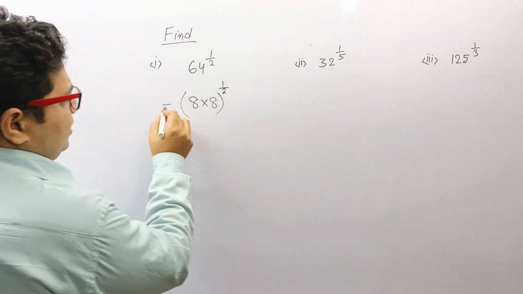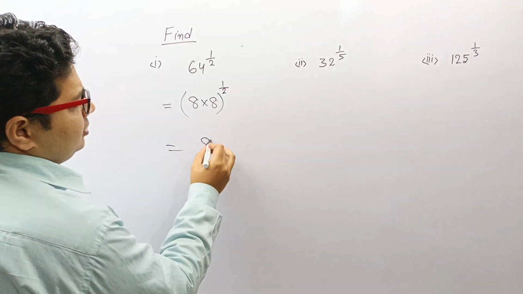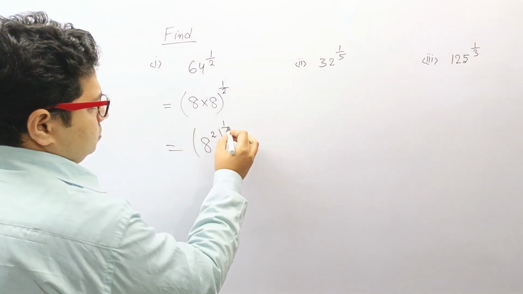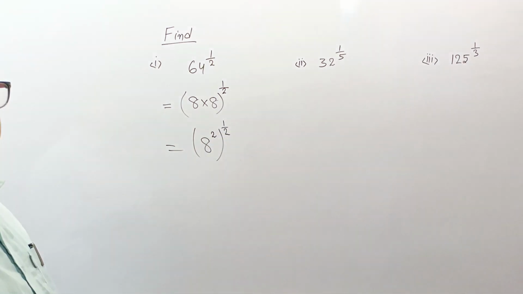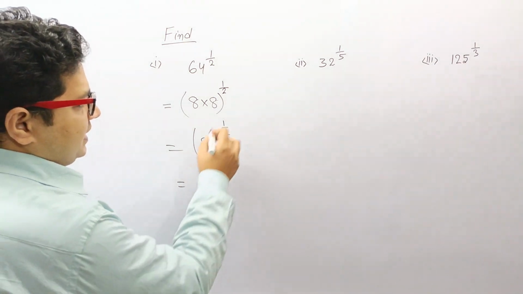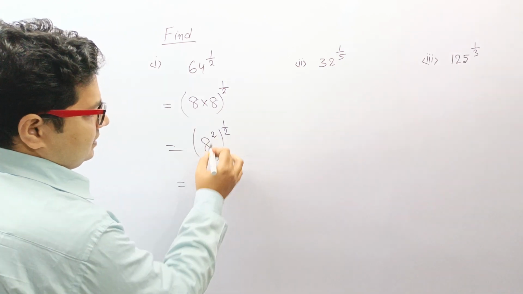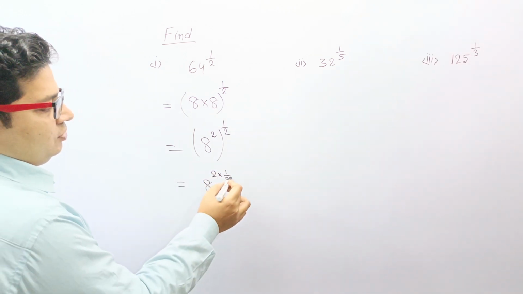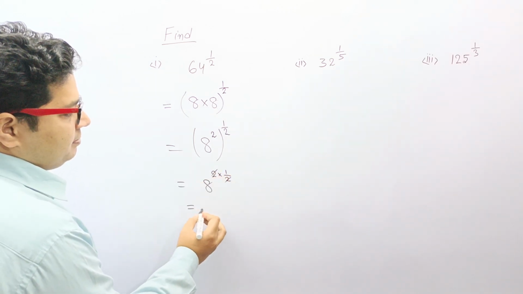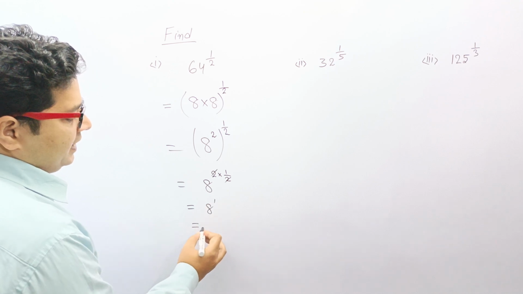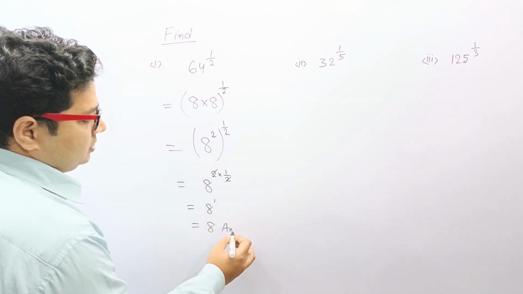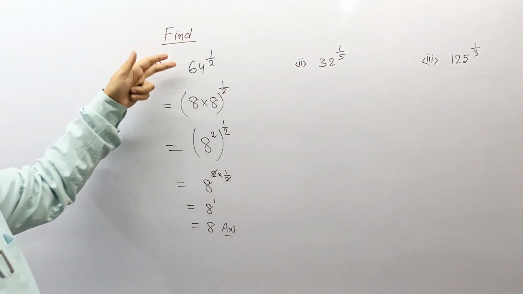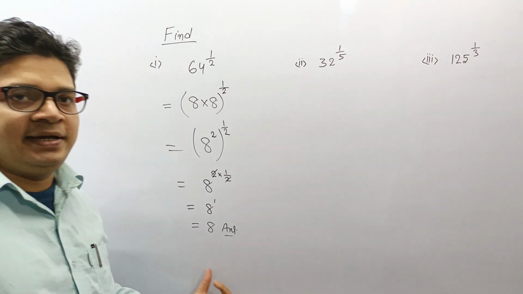Now, in the next step, what can you write? 8 into 8 can also be written as 8 to the power 2, and whole power 1 upon 2. We know the rules of indices: when two powers are there, the powers are multiplied. That means 2 multiplied by 1 upon 2. Here you can cancel 2 and 2. Then what remains? 8 to the power 1. And finally, 8 to the power 1 is equal to 8, which is your answer. So 64 to the power half, by this process, you got 8.